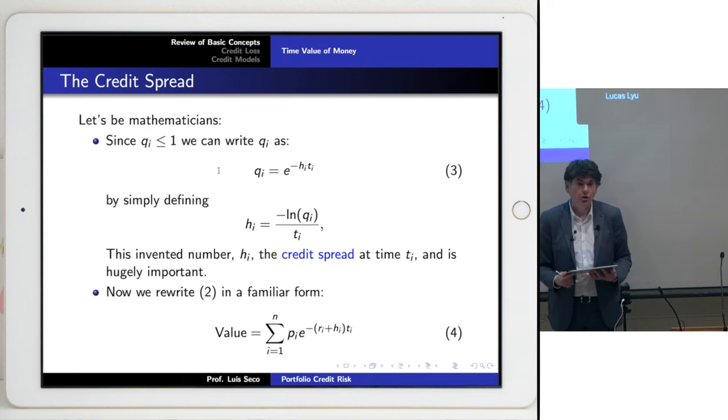I'm putting your knowledge to the test. You know the answer to this already. Is that risk neutral or real world? These probabilities we're finding by doing these calculations, what are they going to be? Risk neutral. Great, that's the one we wanted.